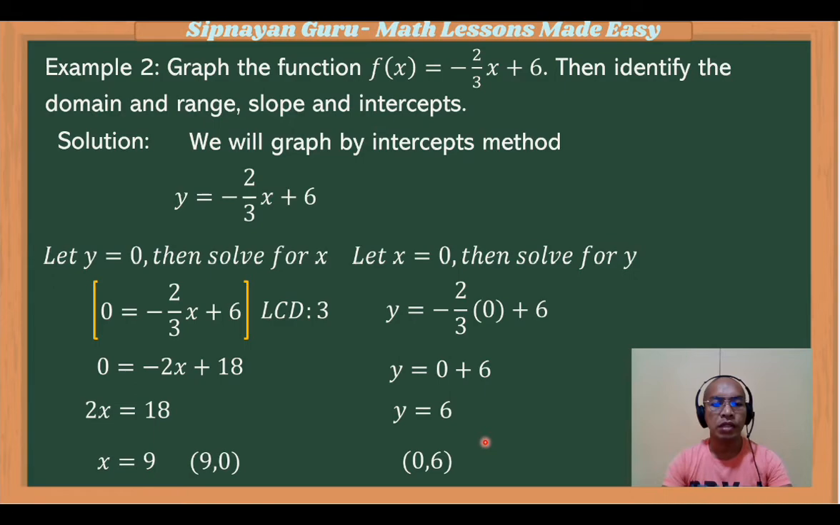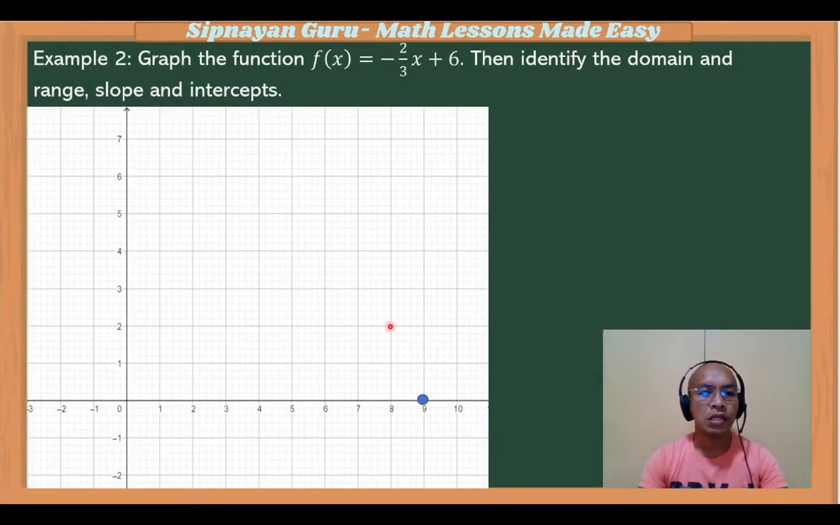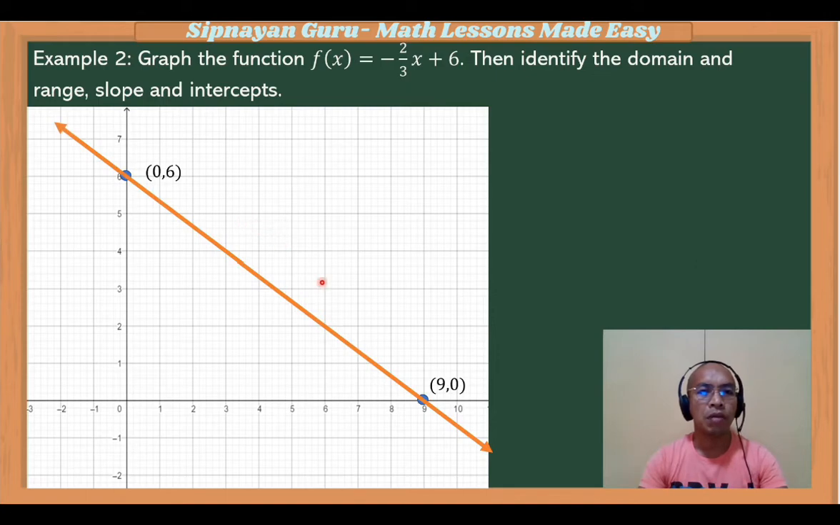So our y-intercept is (0, 6). Graph them in the Cartesian plane. So this is our x-intercept, (9, 0), the y-intercept (0, 6). Connect them. So we now have the graph of the function f of x equals negative 2/3 x plus 6.